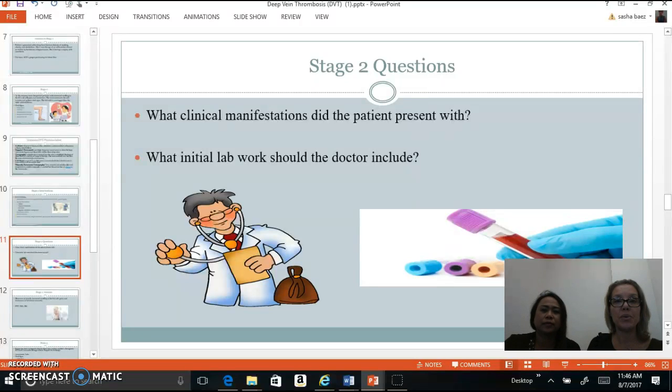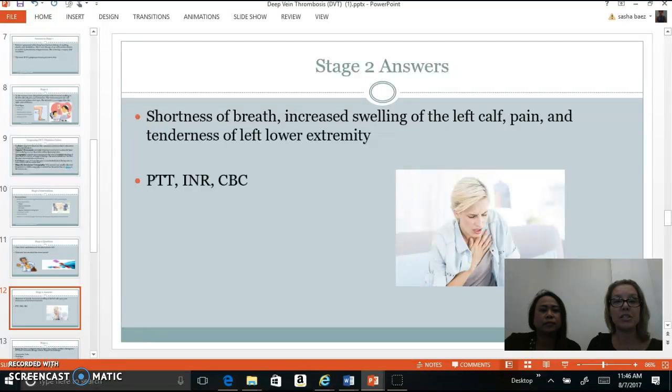There are questions that we do have for stage 2. What clinical manifestations did the patient present with? What lab work should the doctor include? The answers are as follows. Shortness of breath, increased swelling of the left calf, pain and tenderness of the left lower extremity. And you must obtain labs of PTT, INR, and CBC.